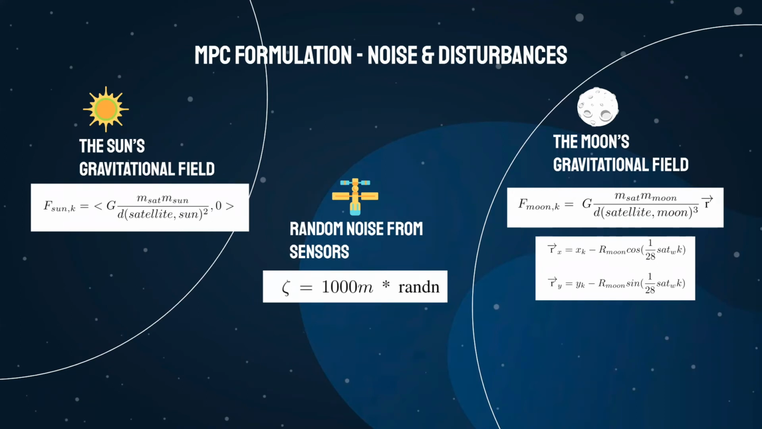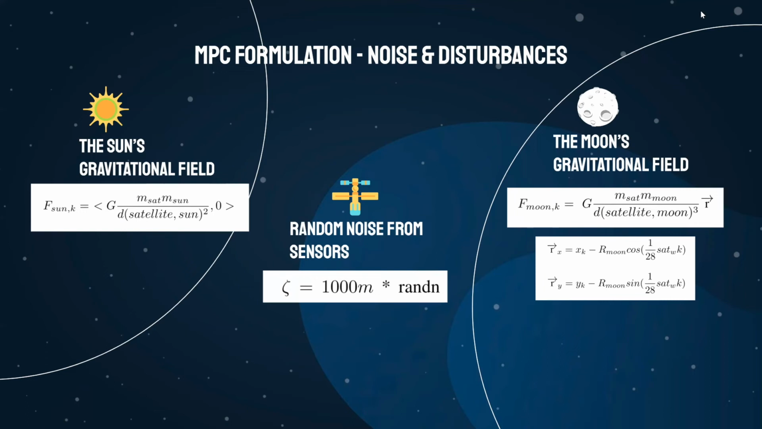Knowing the moon takes 28 days to orbit while the satellite only takes 1, we can derive expressions for the angular velocity and position and then force in both the x and y directions. The second disturbance we include is noise. We add Gaussian noise to the x and y state at every time step to see if our MPC still computes the optimal state and input sequence to land a desired trajectory.